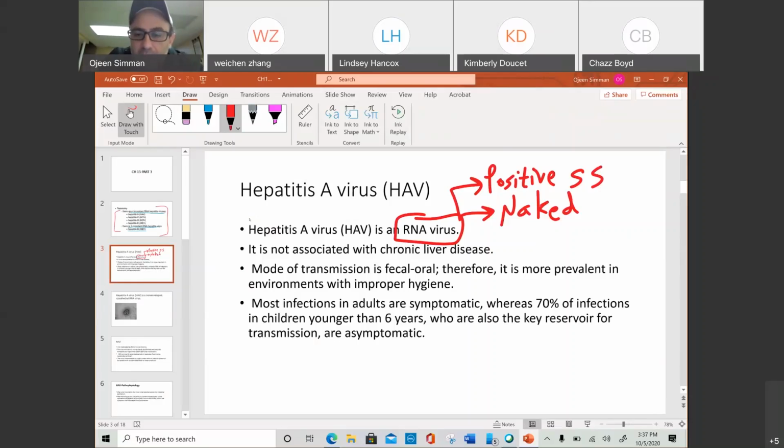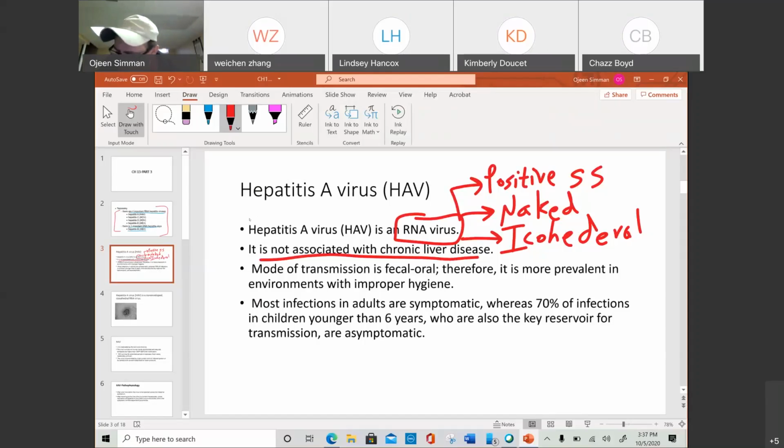It has the capsid, the shape of the capsid is an isohedral shape. Remember that, as we said last week, that hepatitis A virus does not cause chronic liver disease, does not cause cirrhosis, nor does it cause hepatocellular carcinoma. The mode of transmission for hepatitis A virus is oral route, and therefore it is foodborne.